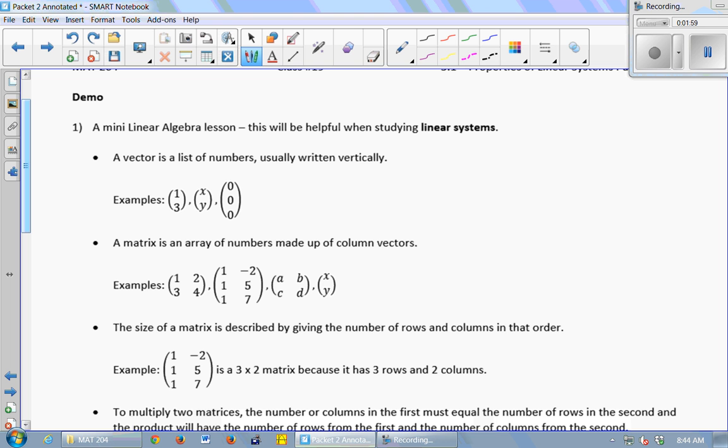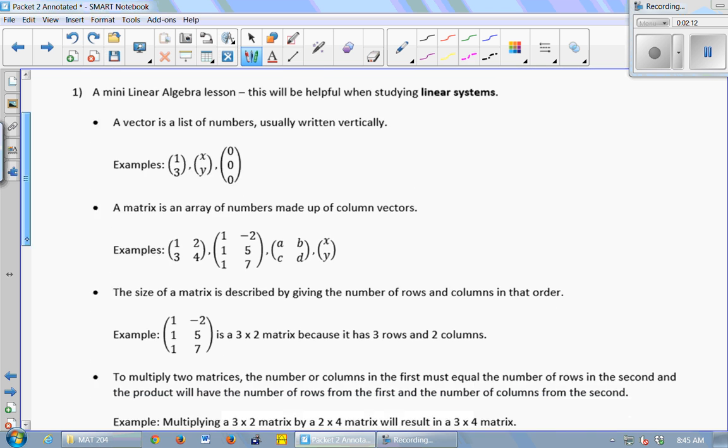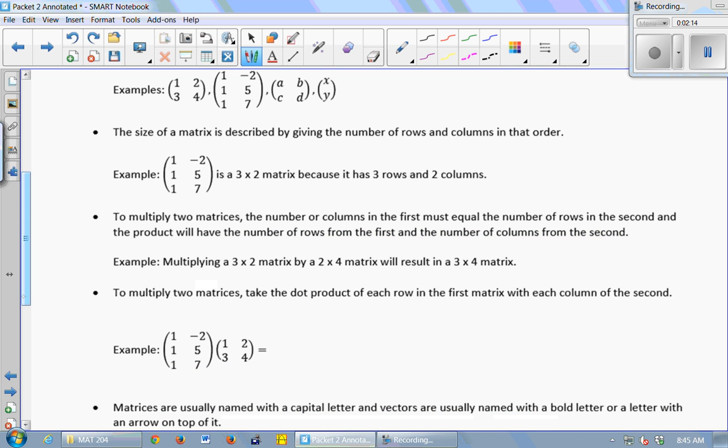A matrix is just an array of numbers, a grid of numbers that's made up of column vectors. Each column of the matrix could be thought of as a vector, and you put them all together and they make a matrix. The size of a matrix is described by giving the number of rows and then the number of columns, always in that order: rows, columns. So this matrix has 3 rows going across and 2 columns going down. We call that a 3 by 2 matrix. 3 rows, 2 columns.